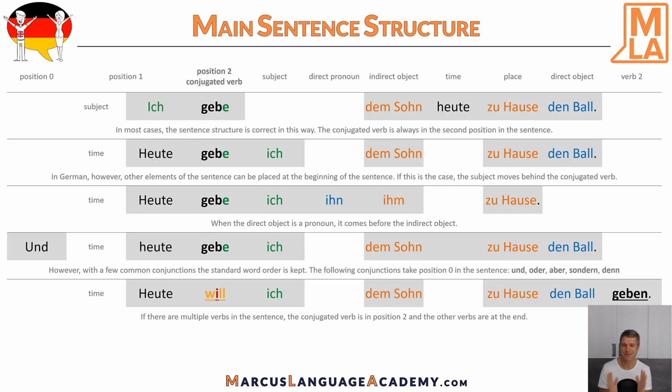So please remember as the most important rule that the conjugated verb is in the second position and the subject is always right next to it. The rest in German is quite flexible. But with this little overview, you will definitely be ready to do everything a little better.